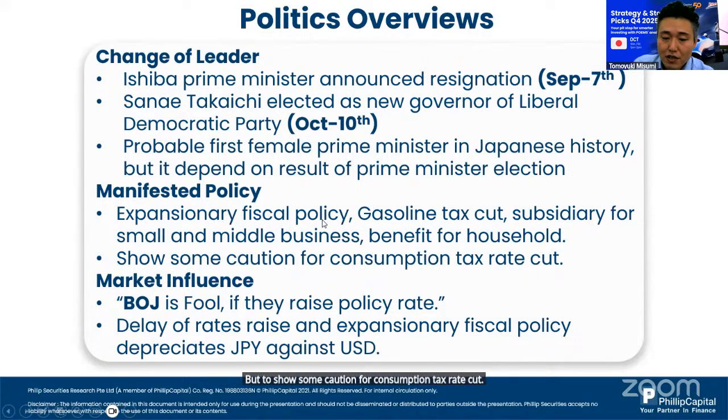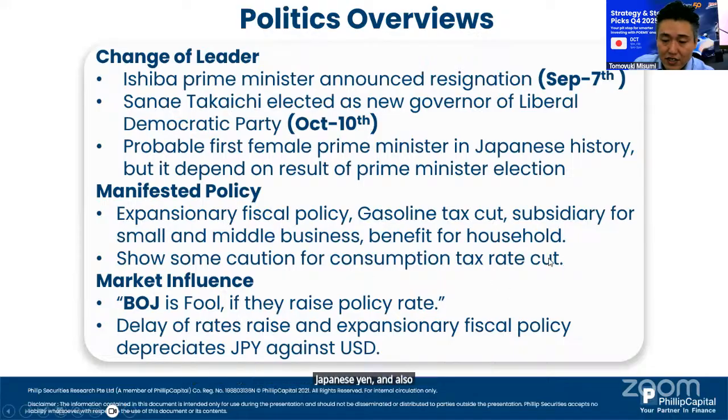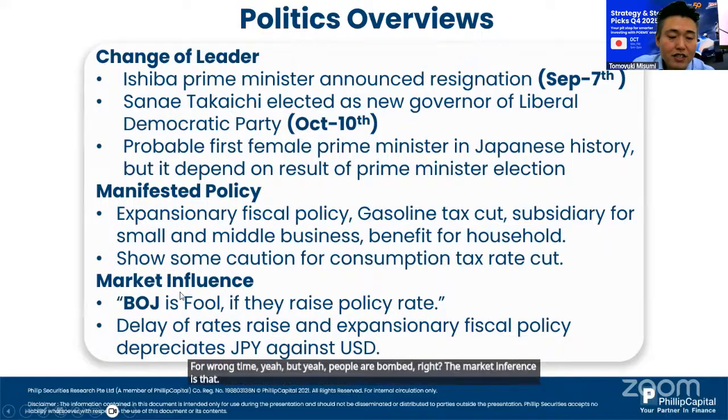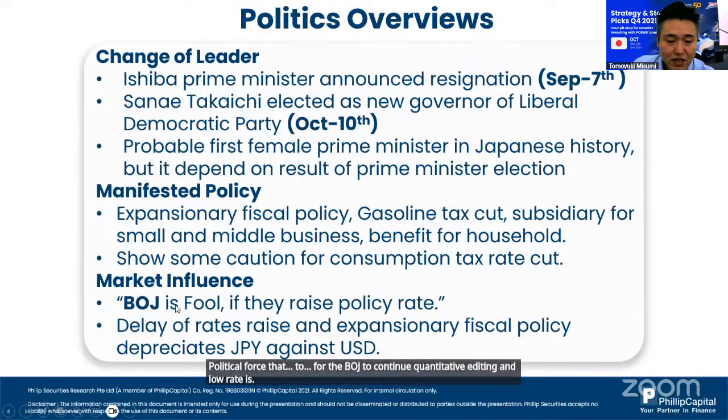But she shows some caution on a consumption tax rate cut. This is a risky policy that may degrade the Japanese yen faster and also raise the policy rate, and also the rates for long-term JPY bonds. So the market influence is that she has said the BOJ is foolish if they raise the policy rate. She is one of the political forces that pushes the BOJ to continue quantitative easing and low rates and to delay rate hikes.